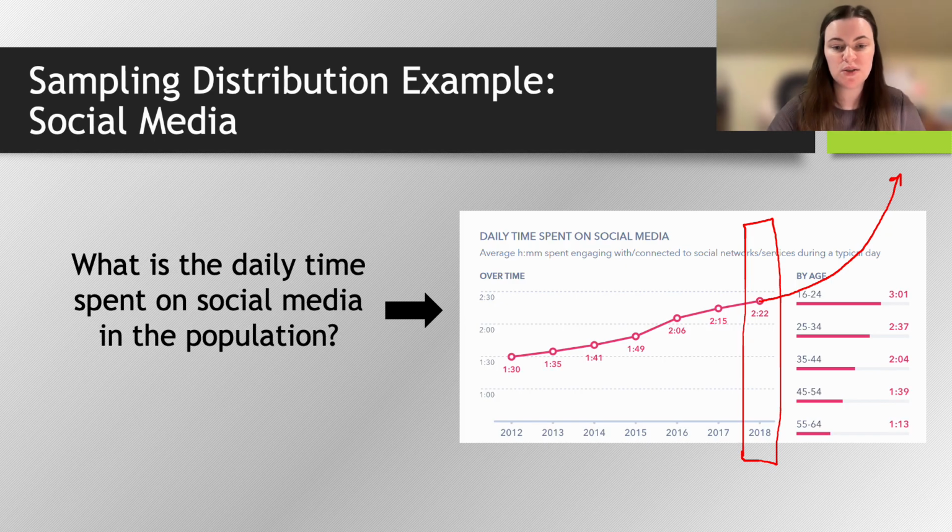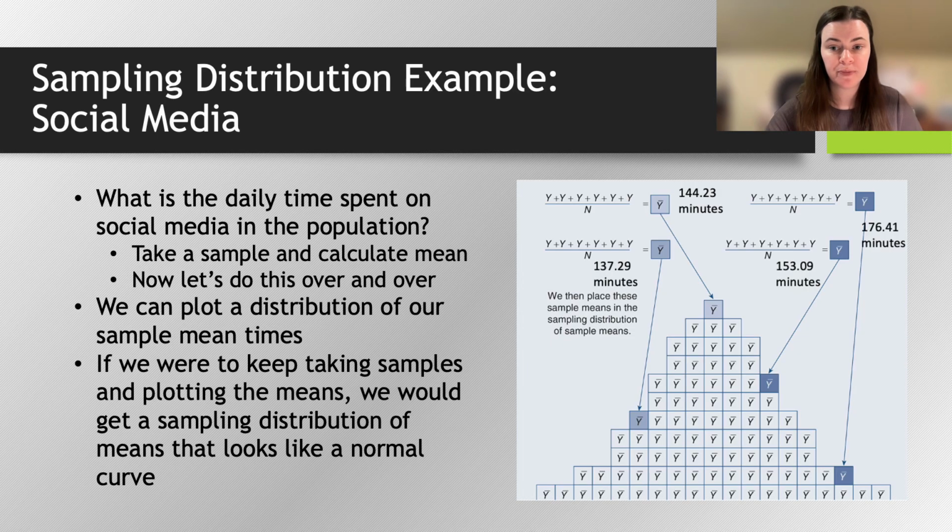But again, just using this particular graphic, the average amount of time spent on social media per day in 2018 was 2 hours and 22 minutes, or in other words, 144 minutes a day. And so we're going to use this example, which uses the average or the mean, to illustrate how we can go from our sample to the broader population.